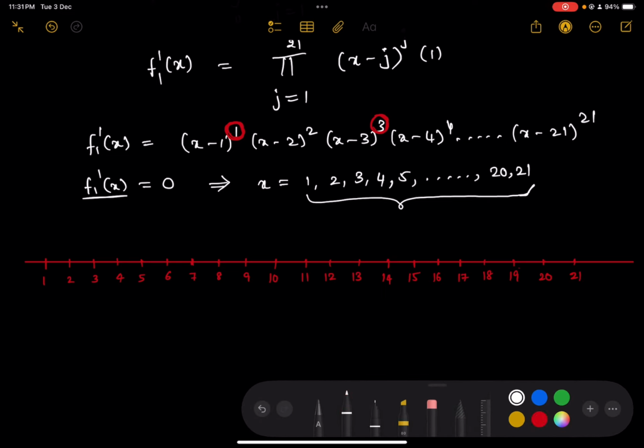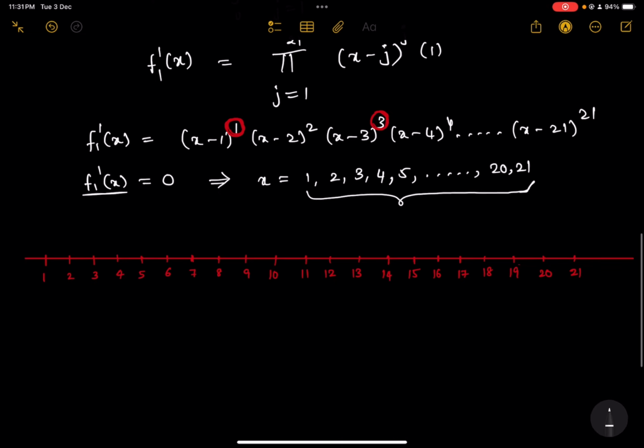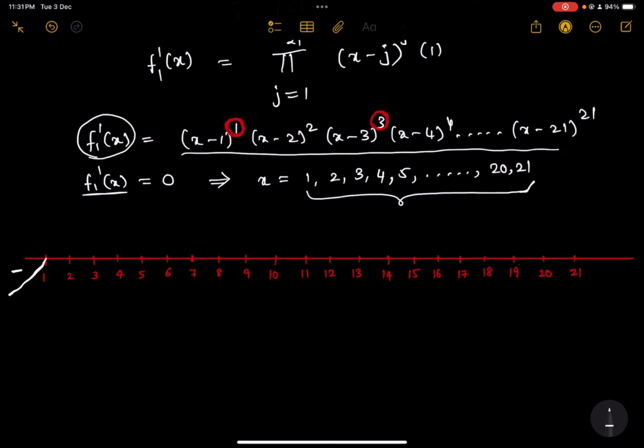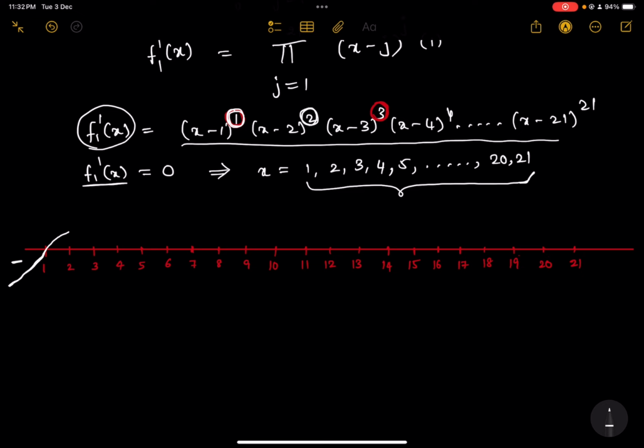So let us start from minus infinity. So it is going to x is equal to 1, but x is equal to 1 has odd degree. So for values less than 1, f1 dash of x will be negative. So we are starting from here. So when it touches 1, the degree of 1 is 1, which is an odd number, so it will change the sign. So it will go till 2, but the degree of 2 is 2, so it will not change the sign.